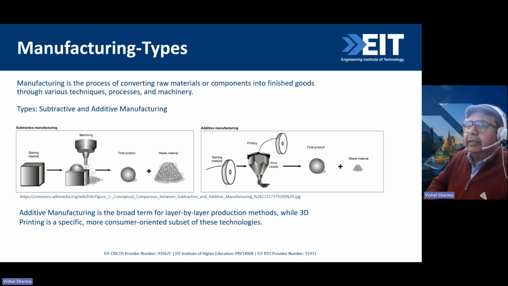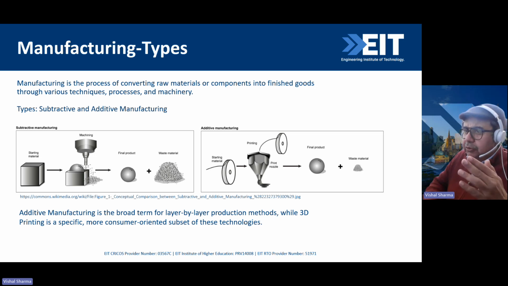Suppose I want to create a sphere or ball, something like this. So I start with the raw material. The initial shape is like this, and then I machine this part in order to obtain the final shape. So when I'm doing machining, basically I'm removing the material. So that is why the name is subtractive manufacturing.